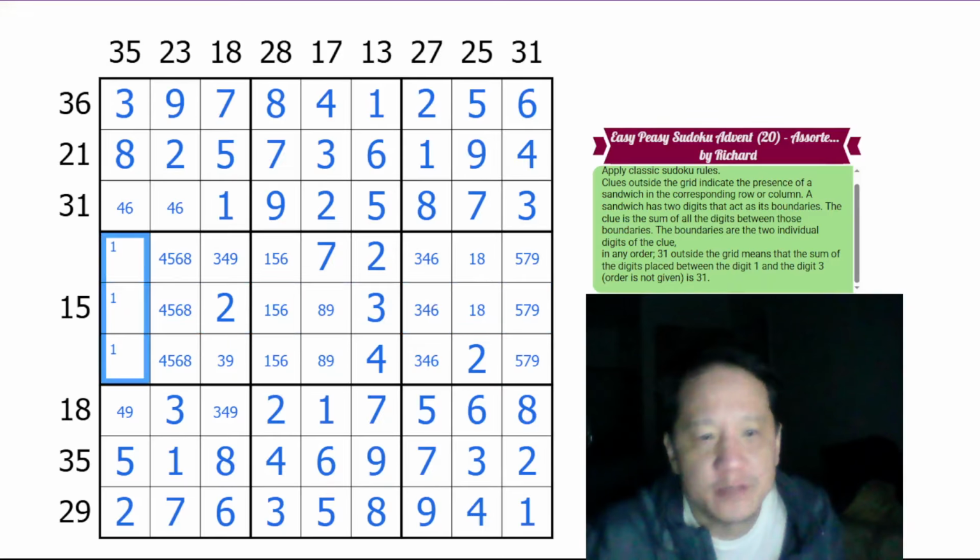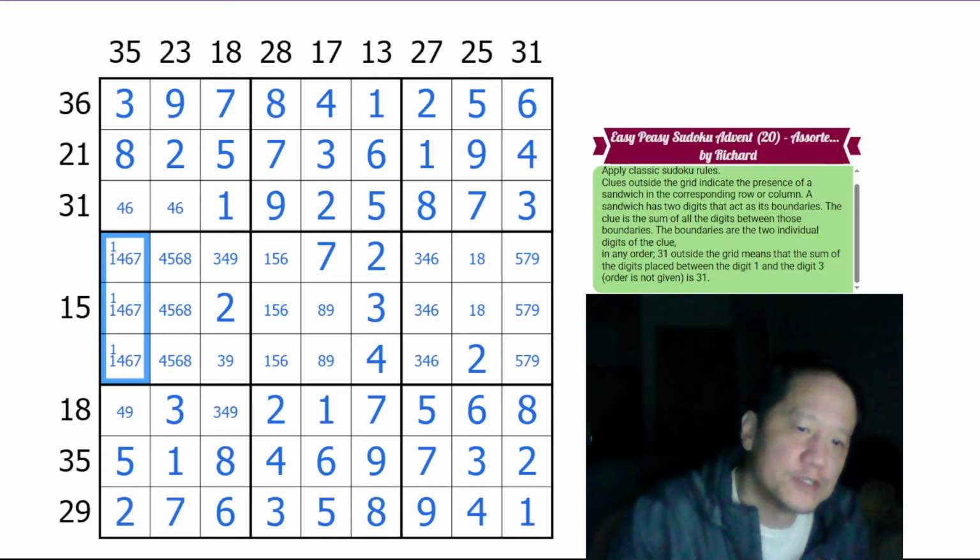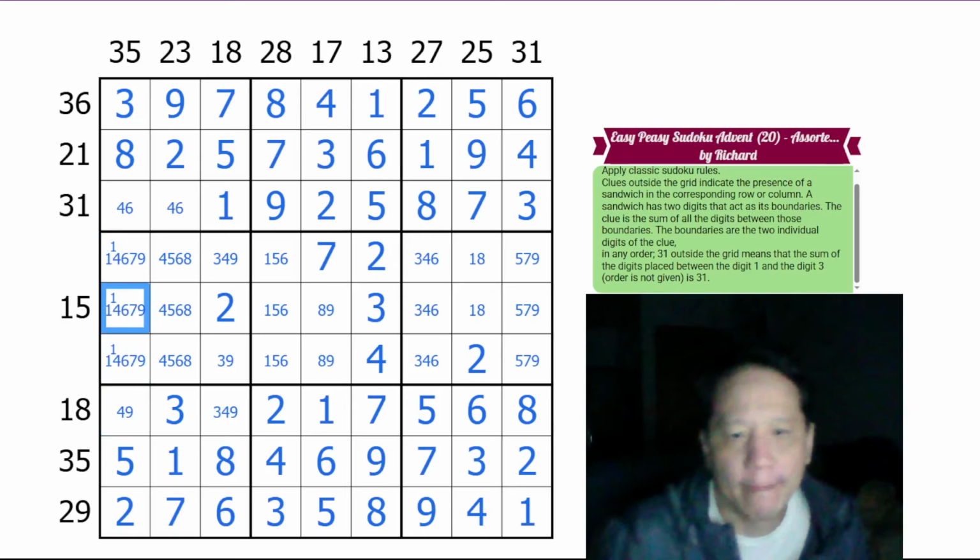Okay, this has to be in column 1. It's 1, 4, 6, 7, 9. We still have the same problem with this one, right? 5 can be here, here, or here. And none of those work with this being 1 here. So this cannot be 1.